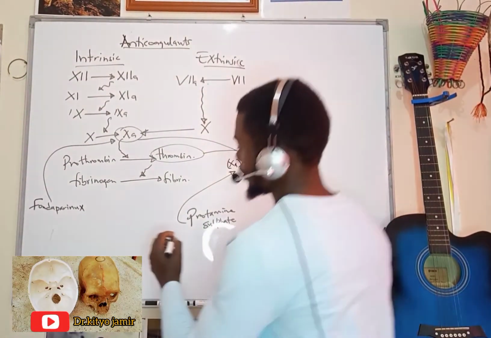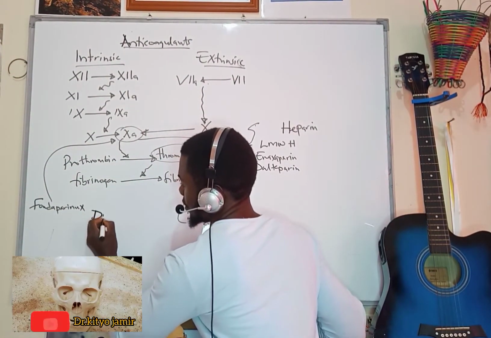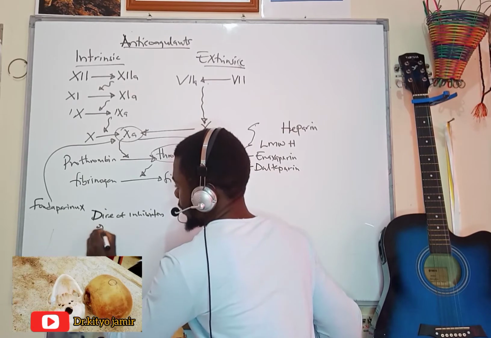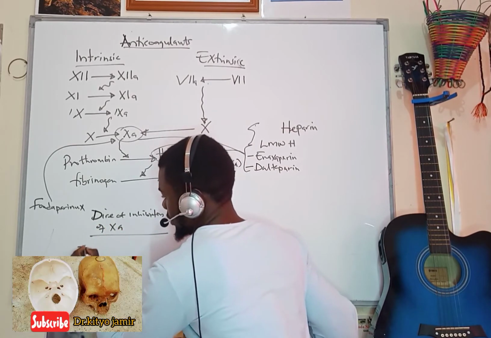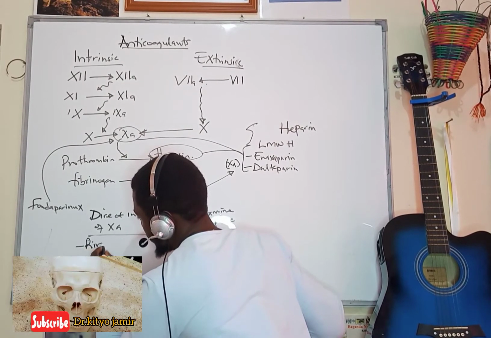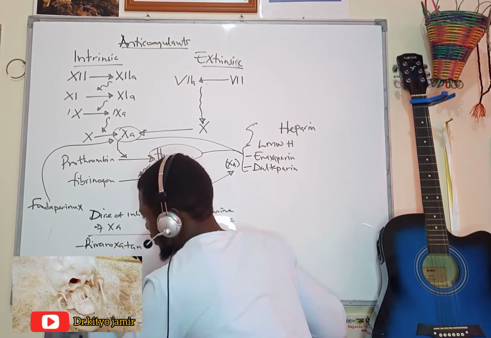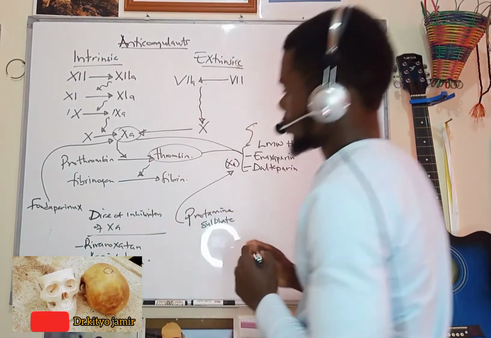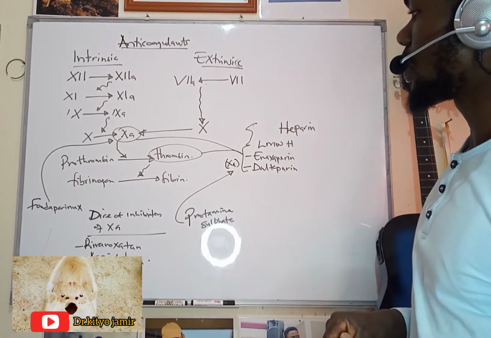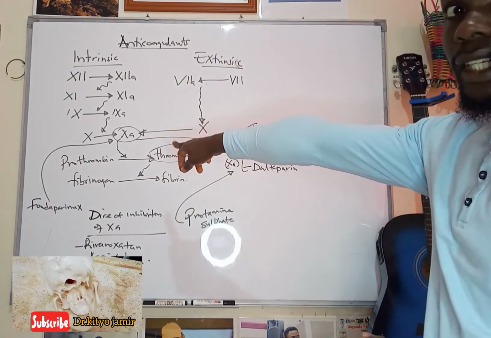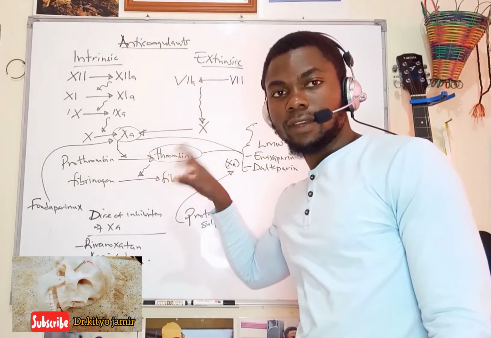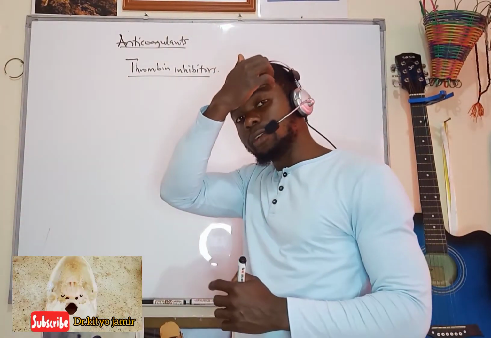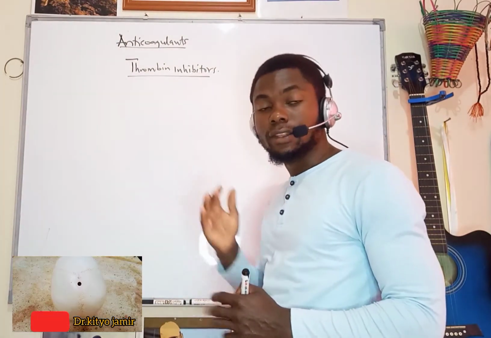We're going to have other drugs which are direct inhibitors of factor 10, and these ones are going to be rivaroxaban and apixaban. So those ones, they have direct inhibitory effect on factor 10. Also, we are going to see drugs which have indirect inhibitory effect on factor 10. Those which have indirect inhibitory effect are the thrombin inhibitors.